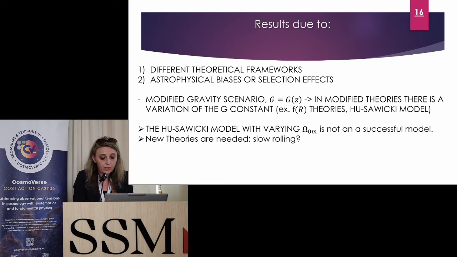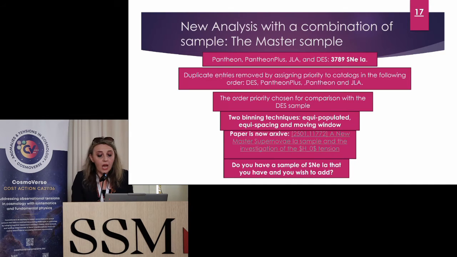We can try the Usaviki model, which didn't work out very well, but we can also have other theories, for example, slow rolling. And from my point of view, it's important to combine multiple samples so that we can have larger statistics. So in this paper that is currently on arXiv, we have combined the DES, the PantheonPlus, Pantheon and JLA, giving priority to the newest sample.